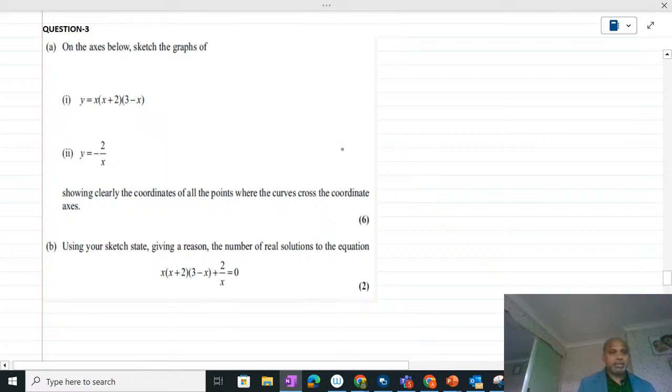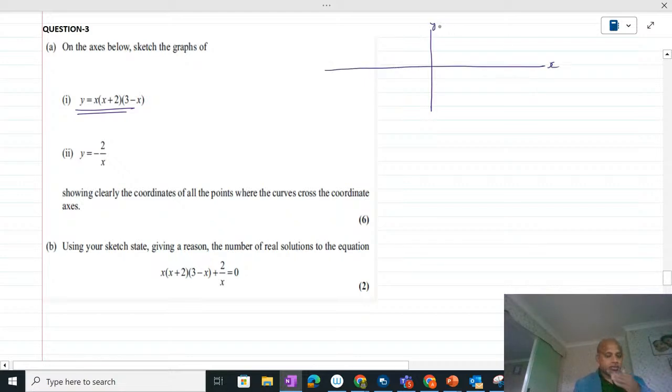Here, question number 3. On the axes below, sketch the diagram. So this is a very easy question, right? I'm just giving you 1 minute. Can you sketch it in your book quickly? y equal to x(x plus 2), and then check your working with my working. Okay. So do not look at the solution I'm solving. You solve on the paper. Okay. You solve on the paper now. Please do not look at the solution. You just solve. Okay.